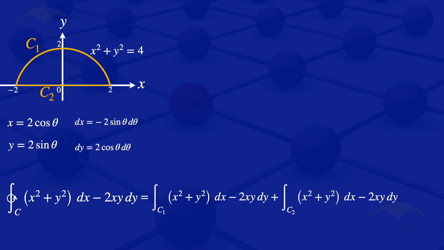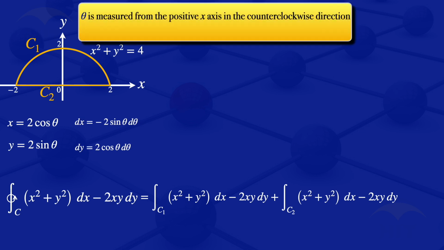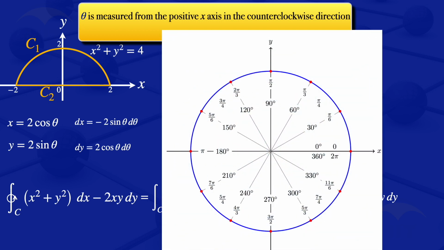You should recall that when we measure theta, we measure it from the positive x-axis in the counterclockwise direction. We start at 0, going counterclockwise up to pi, then come back to 2 pi. In our case, we are starting at the point 2, so theta will be 0, and where we end the curve C1, theta will be pi. So theta varies from 0 to pi.